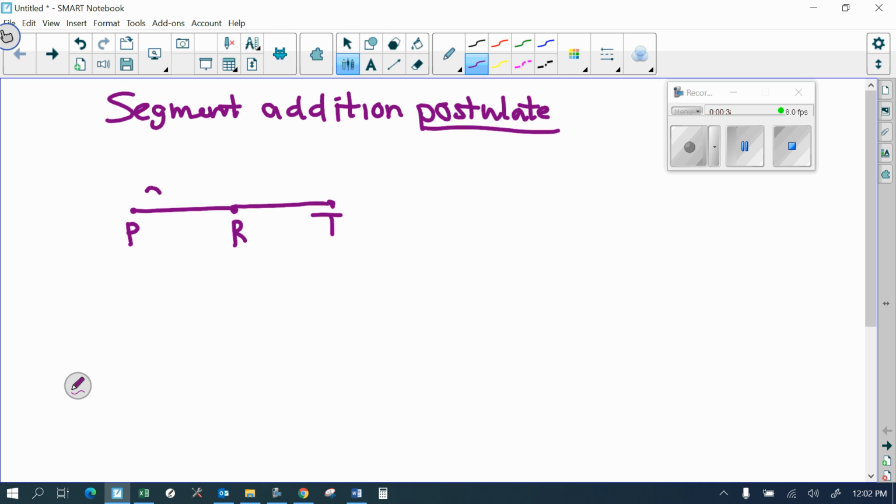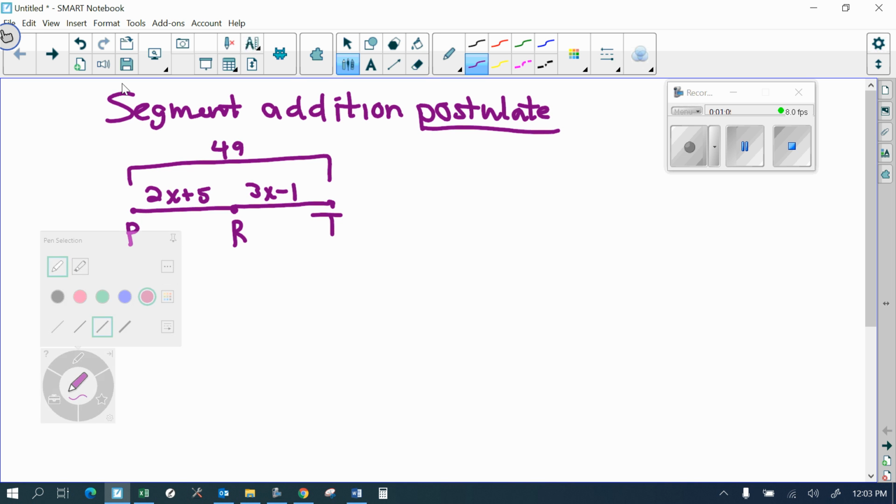So they tell me this segment is 2x plus 5. This is 3x minus 1. And the whole length is 49. Okay. So segment addition postulate simply says that the two individual segments, this piece plus that piece, equals the whole piece of 49.